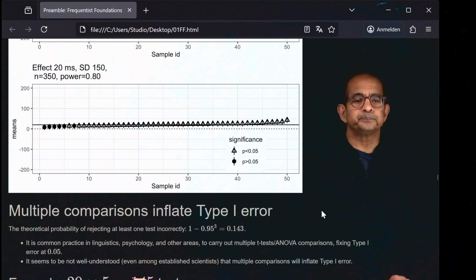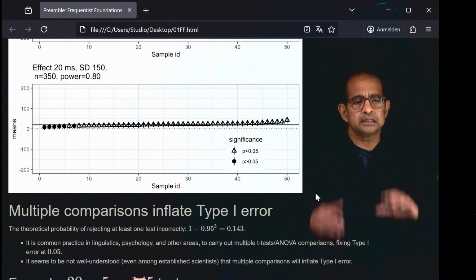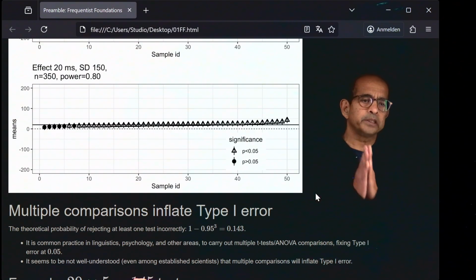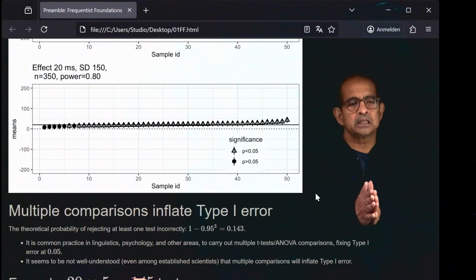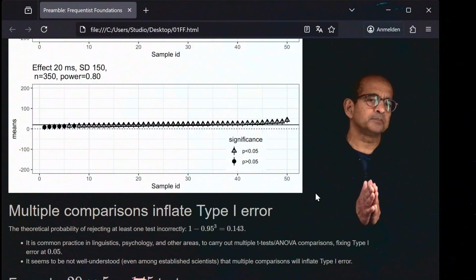Okay, so that summarizes the main issues with type 1, type 2 error, and statistical power. And the main takeaway here is that when you run an experiment, you should aim to run an experiment with as high statistical power as possible. That's the major takeaway from this discussion.